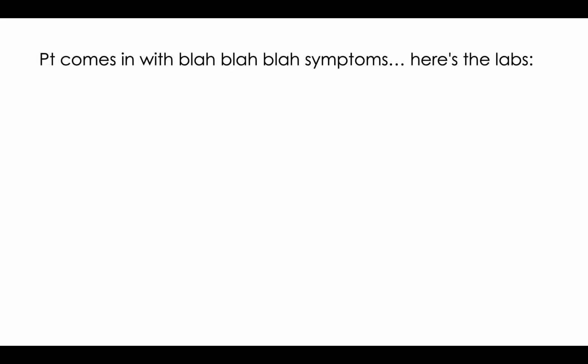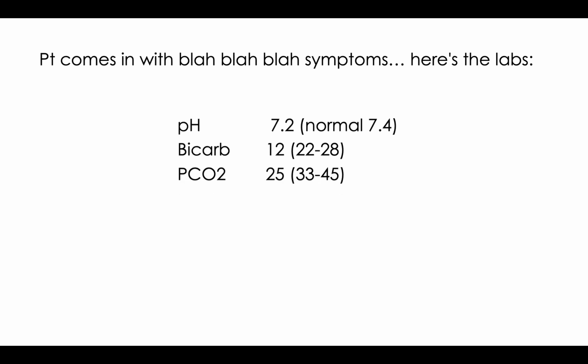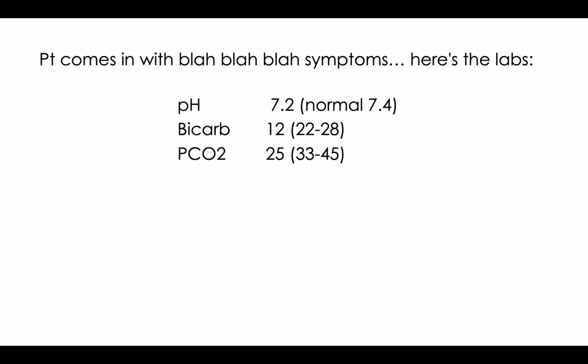So first, okay, we have this patient, whatever symptoms, I don't even care. Let me just look at these labs, right? I'm so excited to look at these labs. Their pH is 7.2. And I just told you normal is 7.4. So their pH is low. Bicarb is 12. And CO2 is 25. Okay, what does this mean?